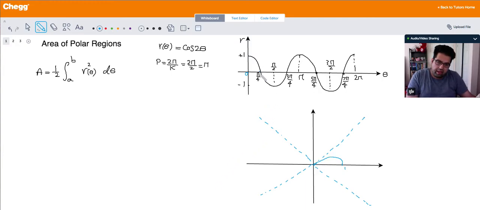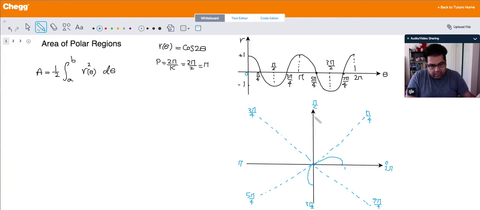Now from pi over 4 to pi over 2, the radius goes from 0 to -1. Since the radius is negative, instead of drawing like this, I'm going to flip it with respect to the origin, so I'm going to graph something like this. Now I'm going to go from pi over 2 to 3 pi over 2. Let me label this. This is pi over 4. Here is 0. Here is 3 pi over 4. Here is pi. 5 pi over 4. 3 pi over 2. And then 7 pi over 4. And then 2 pi.